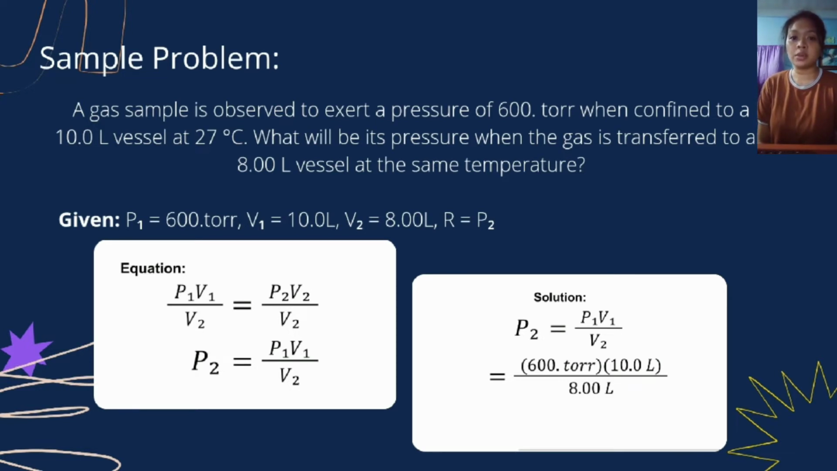Pressure 1 is equal to 600 torr and volume 1 is equal to 10 liters. Volume 2 is equal to 8 liters, so 600 torr multiplied by 10 liters over 8 liters is equal to 750 torr. So pressure 2, or the pressure when the gas is transferred to an 8-liter vessel at the same temperature, is 750 torr.